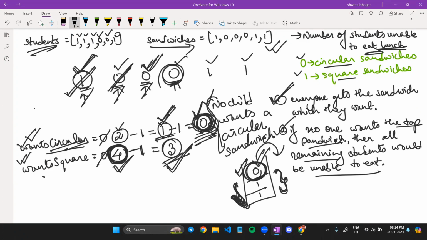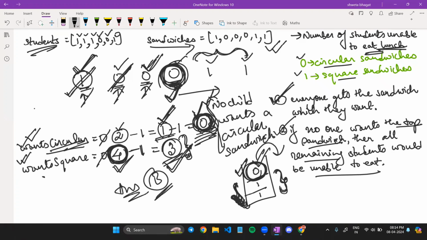So the answer to this problem would be 3, because we won't be able to assign this circular sandwich to any of the children, so we won't be able to move forward to assign these to any of them, right? Because we can't move forward until we have assigned this particular sandwich to anyone. So it simply means that these 3 students won't be able to eat their lunch, and the answer to this would be 3. Correct?